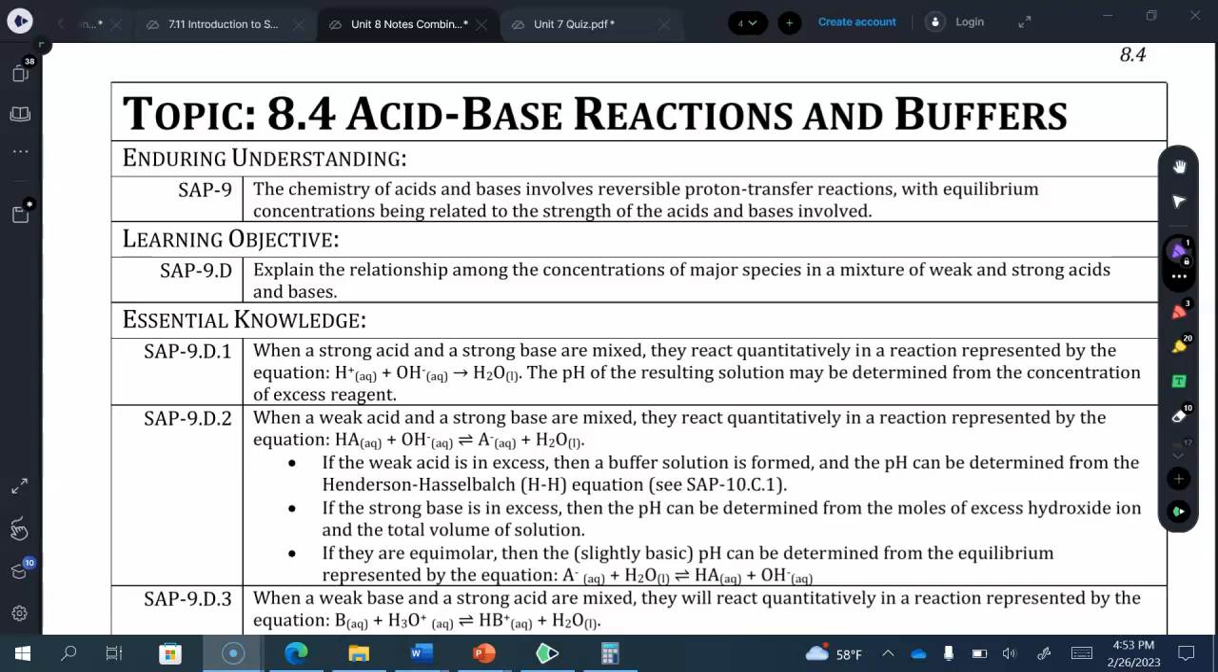By the end of this topic, not only should you be irritated with the yells of my children, you should also be able to explain the relationship among the concentrations of major species in a mixture of weak and strong acids and bases.